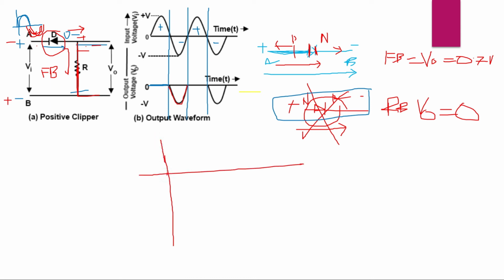So when my positive half is moving, and this is my negative half, okay, I will try to explain with different colors so you will understand better. During the positive half cycle, the diode is in reverse bias mode, so the output across the diode should be 0.